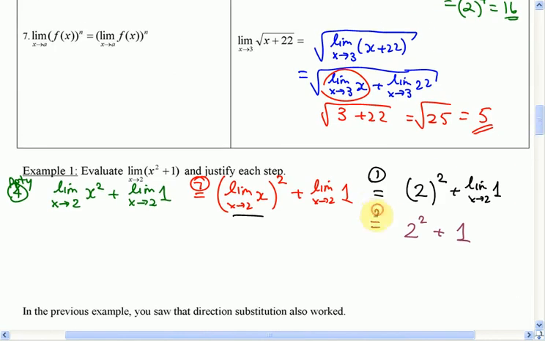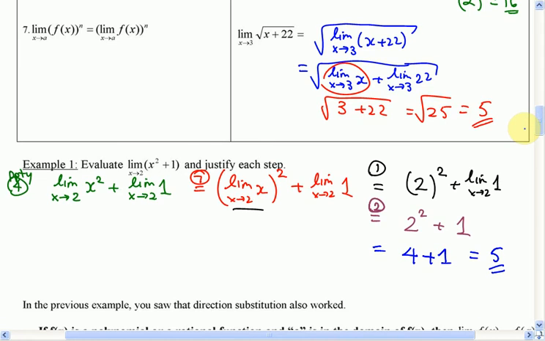Oops. And now you're ready to evaluate your final answer. 2 squared is 4, 4 plus 1 is 5, then you're done. Okay? And the justification is just those property numbers that I've recorded and circled. Now, in this previous example, you might be thinking, Mr. Lee, that was such a waste of time. I could have just plugged in the number 2. 2 squared is 4, 4 plus 1 is 5, and it works.